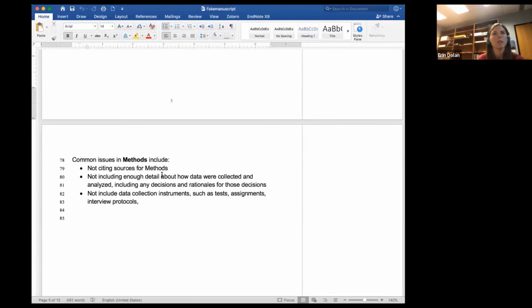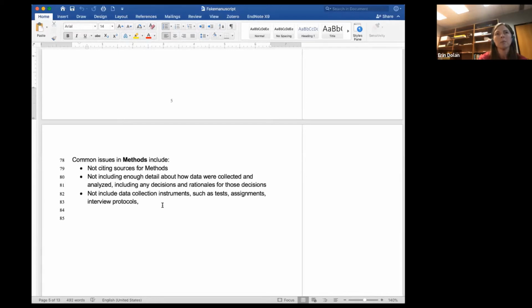Another issue we see is not including enough detail about how data were collected or analyzed, especially any decisions or rationales for those decisions. For example, say you decided to use one way of measuring scientific identity versus another way of measuring scientific identity. Why did you choose your way? Or say you wanted to measure student learning using a particular test. Why did you choose that test and not any other available test?